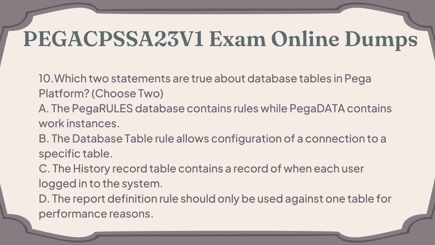10. Which two statements are true about database tables in Pega platform? Choose 2. A. The Pega rules database contains rules while Pega data contains work instances. B. The database table rule allows configuration of a connection to a specific table. C. The history record table contains a record of when each user logged into the system. D. The report definition rule should only be used against one table for performance reasons.